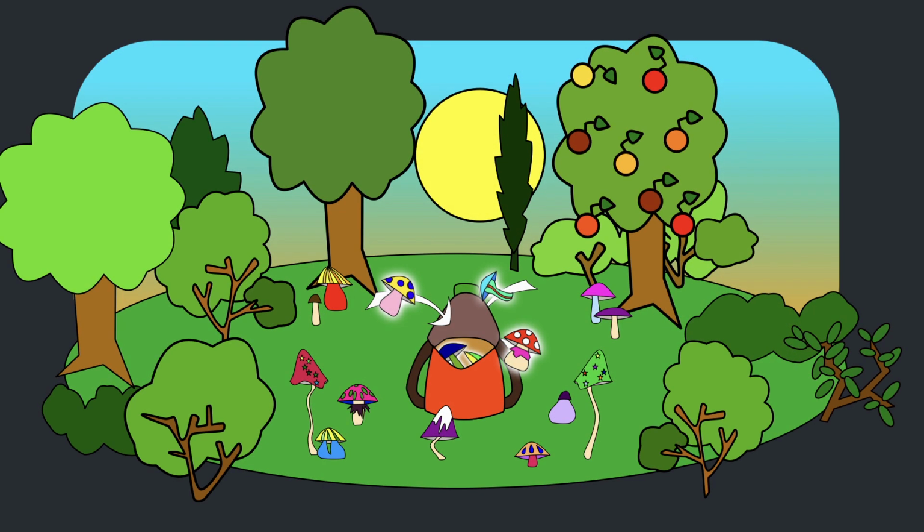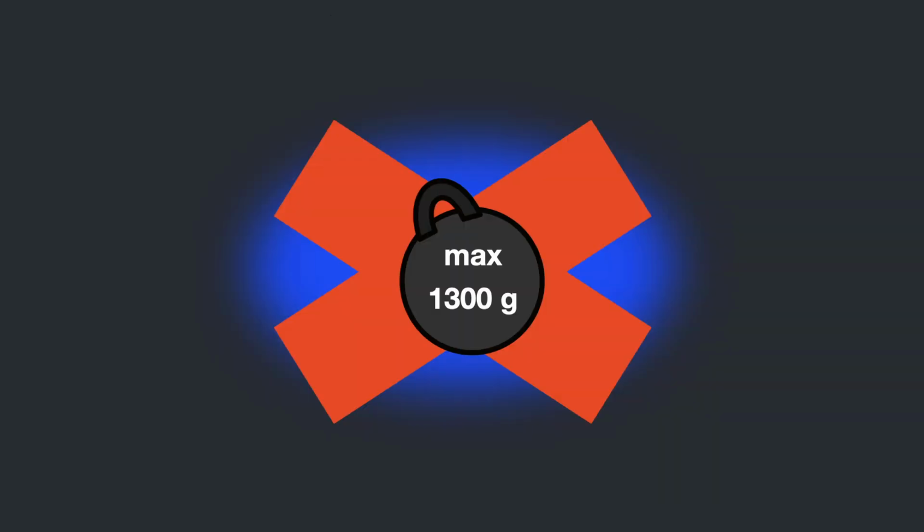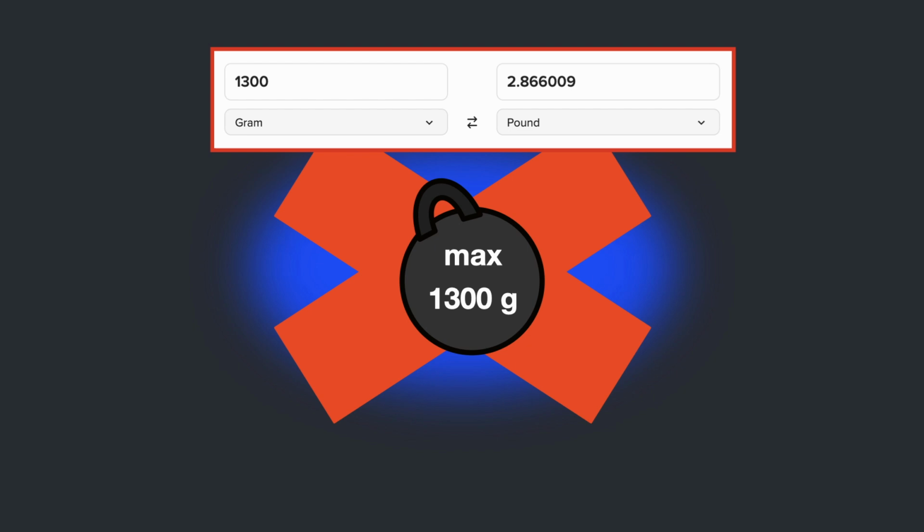When the sun sets, Kira needs to go home. She packs the mushrooms in her bag, but then she remembers something. Her bag can only carry 1300 grams. That is about 2.8 pounds. Kira needs to find a way to bring home as much as possible without breaking her bag.